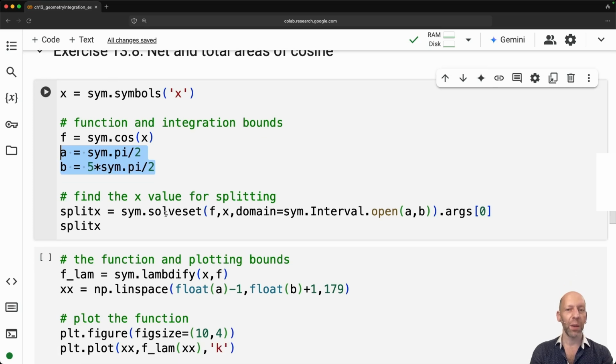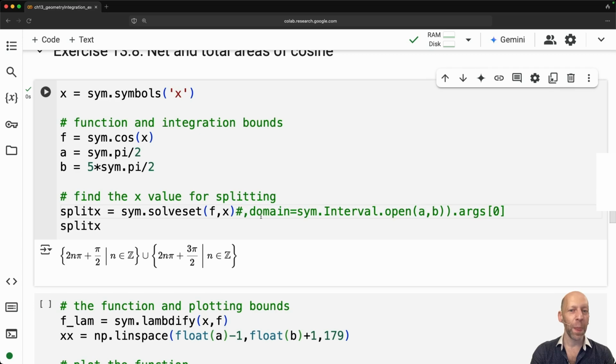Okay, and here's where I call solveset. I want to solve for the function implicitly set to 0, variable x, and here I specify the domain equals sym.Interval.open between a and b. And this is the reason why I want these limits, or these bounds, to be symbolic and not numeric, so that SymPy will correctly interpret this open interval. Okay, so let me show you first, before worrying about this thing, let me show you what happens.